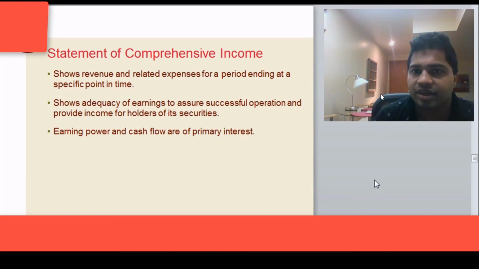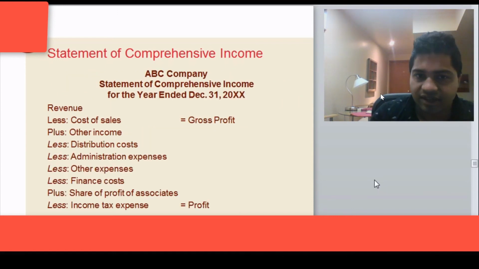Next is the statement of comprehensive income. It shows revenue and related expenses for the period ending at a specific point in time. It shows adequacy of earnings to assure successful operation and provide income for holders of its securities. The earning power and cash flows are of primary interest. So this is how it generally works.